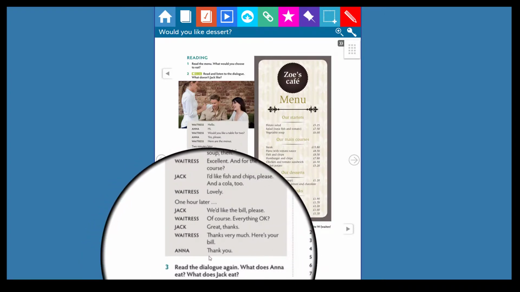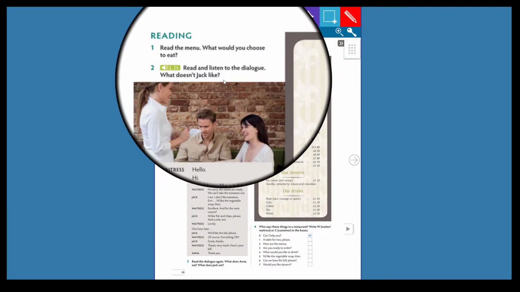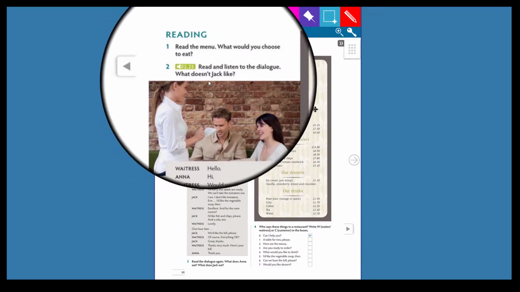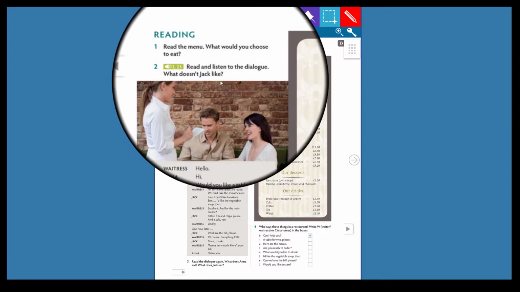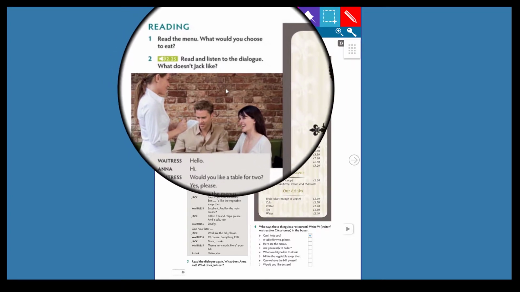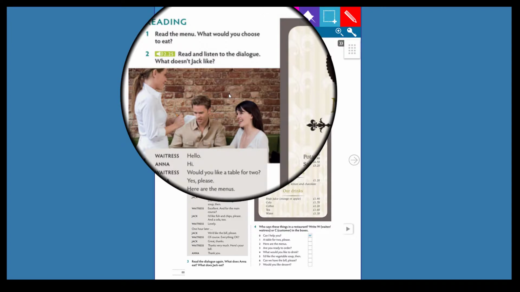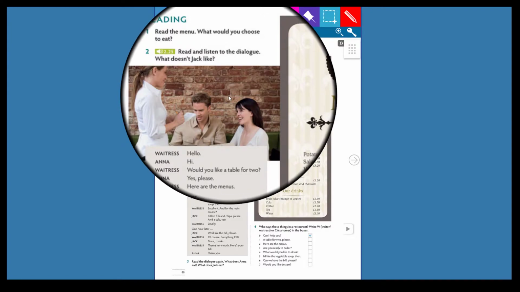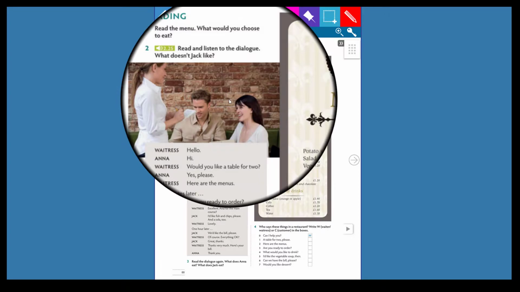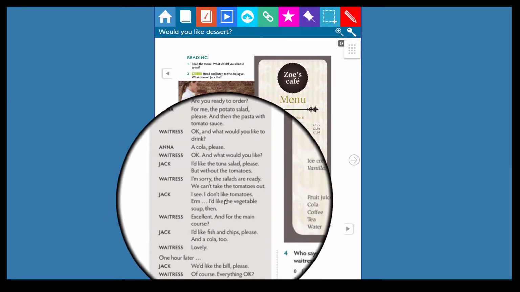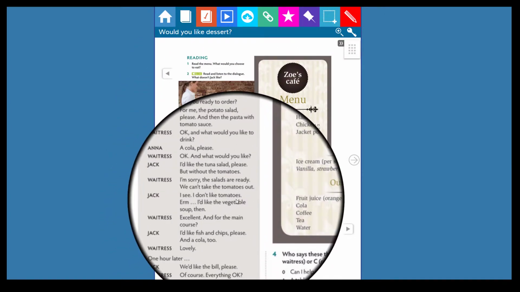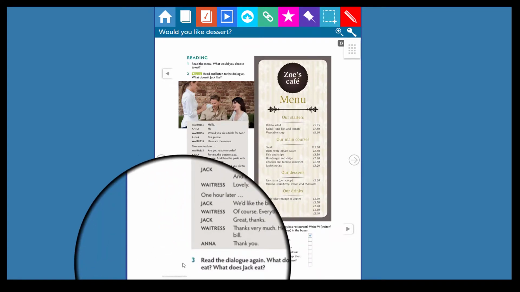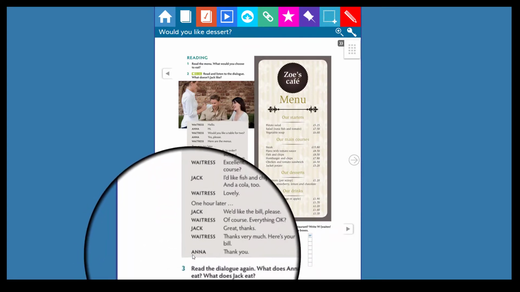Bill in Spanish, chiquillos, es la cuenta. Anna says, "Thank you." Okay, so what doesn't Jack like? The answer is, what do you think? ¿Qué es lo que no le gustaba a Jack, chiquillos? The answer is the tomatoes. I don't like tomatoes, okay? And now we're going to do activity 3.